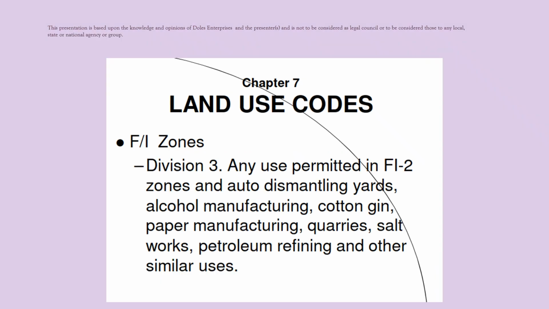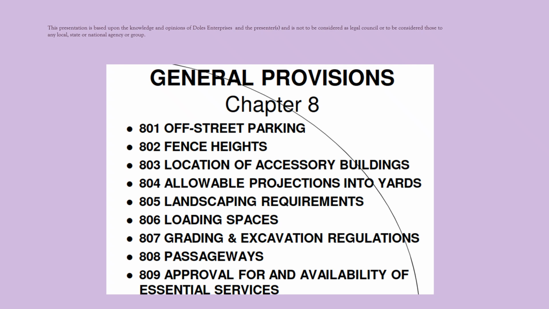Quarries are listed in Division 3 of the factory industrial zones. This may be something you need to highlight. The General Provisions section of the International Zoning Code is another chapter we recommend you become very familiar with prior to taking an ICC exam.